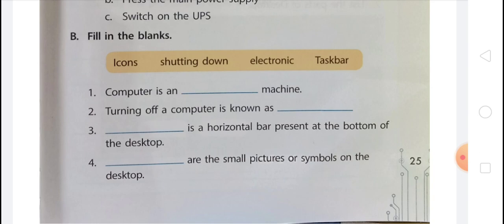In question 4, dash are the small picture or symbol on the desktop. You know that, beta, icons are small pictures or symbols on the desktop. So there will be icons. In fourth, there will be icons. Icons are the small pictures or symbols on the desktop. You have to write in your CW copy also.